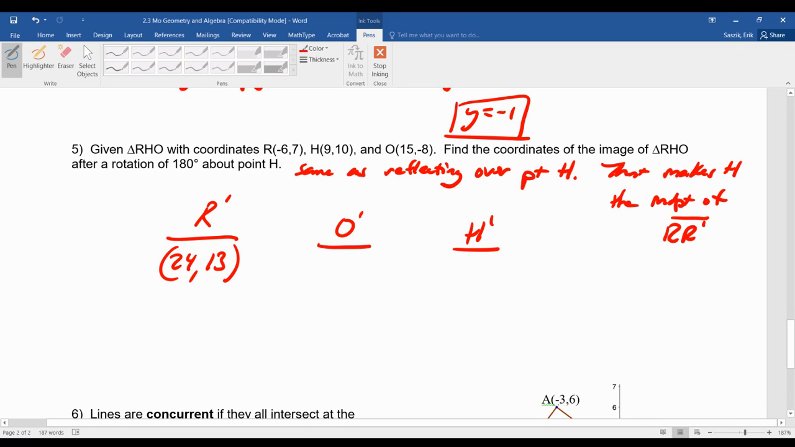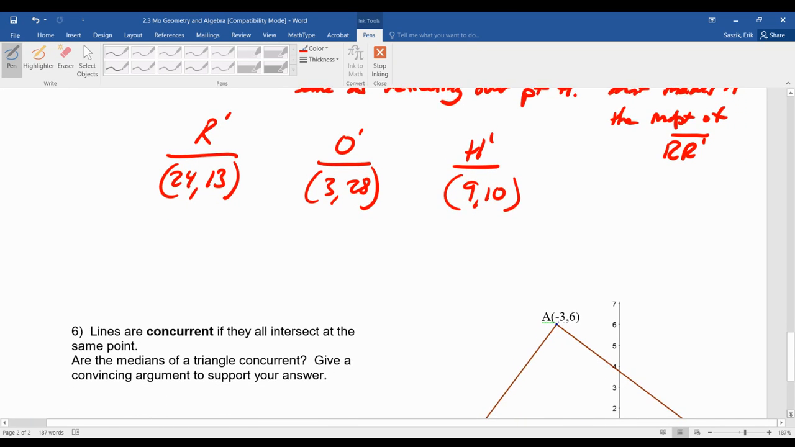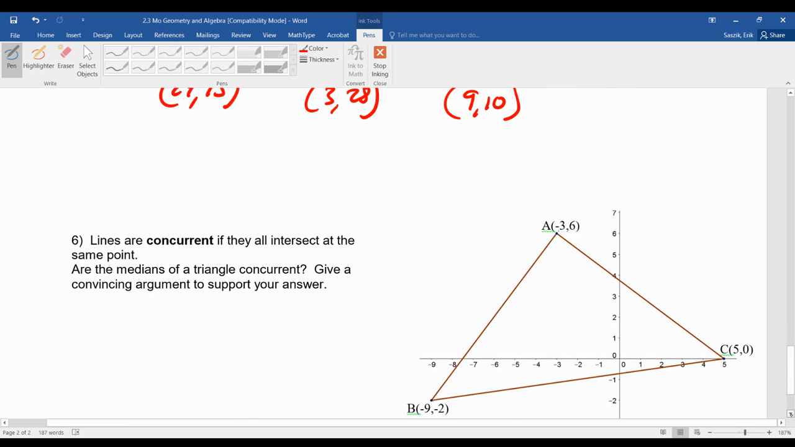Okay, we're going to emphasize this more later, but this gives you a little bit of introduction. So if we do the same thing with O, 15 to 9, we had to go down 6. So we have to go down 6 more from 9. That takes us to 3. And -8 to 10, we had to go up 18. So we're going to go up 18 to 28. And I hope you realize that H prime, if we're rotating about H, doesn't change. It's the same. Okay. We'll spend more time on that later. But hopefully you have a little idea.